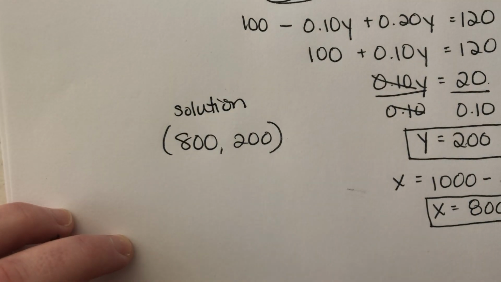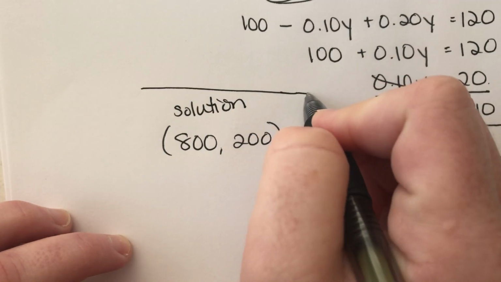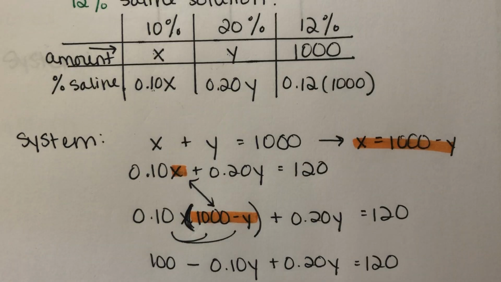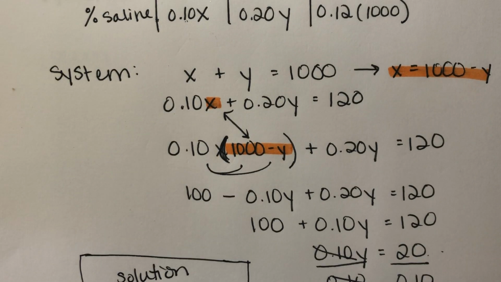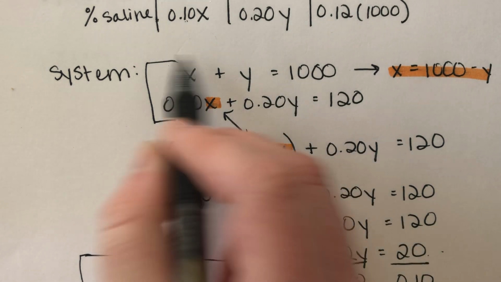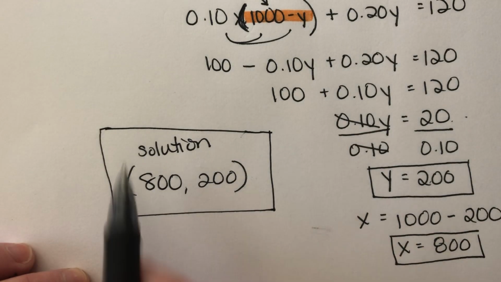But in a problem like this, you don't only have to have the solution, you have to actually have your system that you solved as well. So where's my system? This is my system. These two equations, and then I solved them and I got this solution.